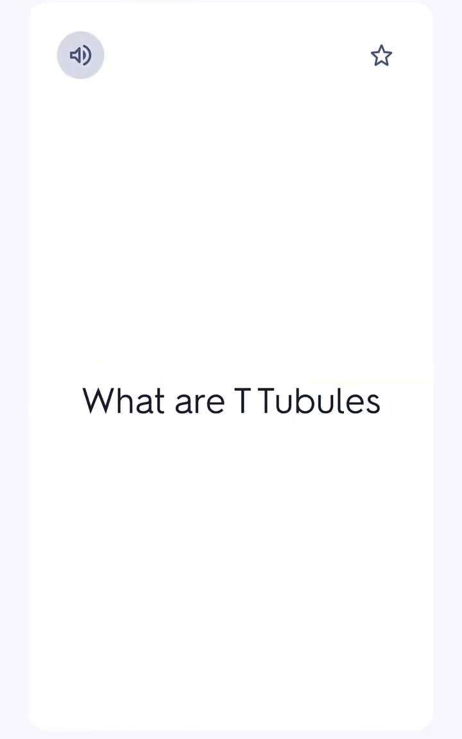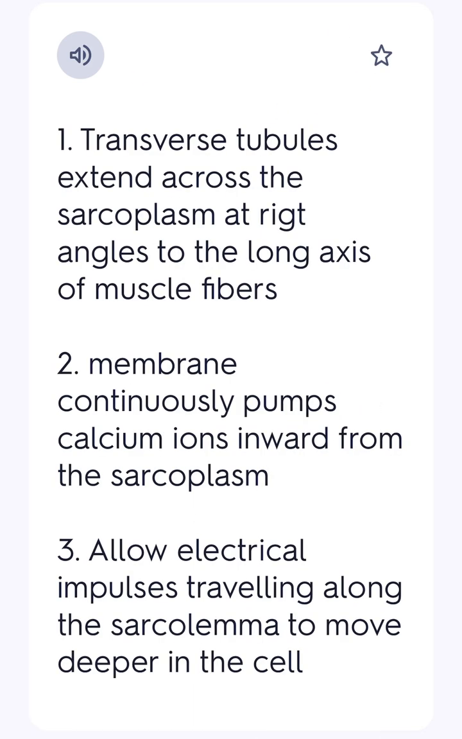What are T-tubules? 1. Transverse tubules extend across the sarcoplasm at right angles to the long axis of muscle fibers. 2. Membrane continuously pumps calcium ions inward from the sarcoplasm. 3. Allow electrical impulses traveling along the sarcolemma to move deeper in the cell.